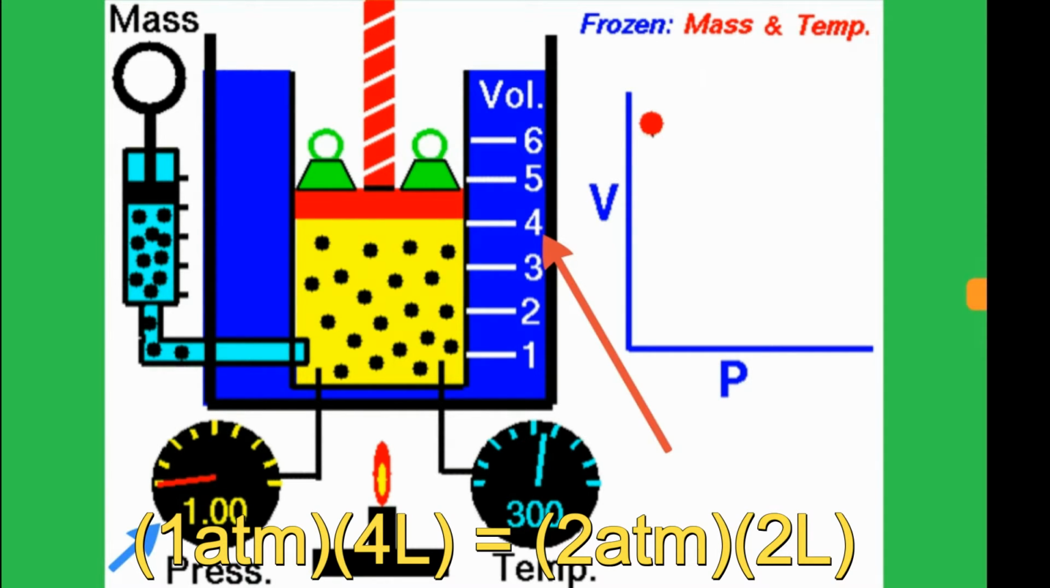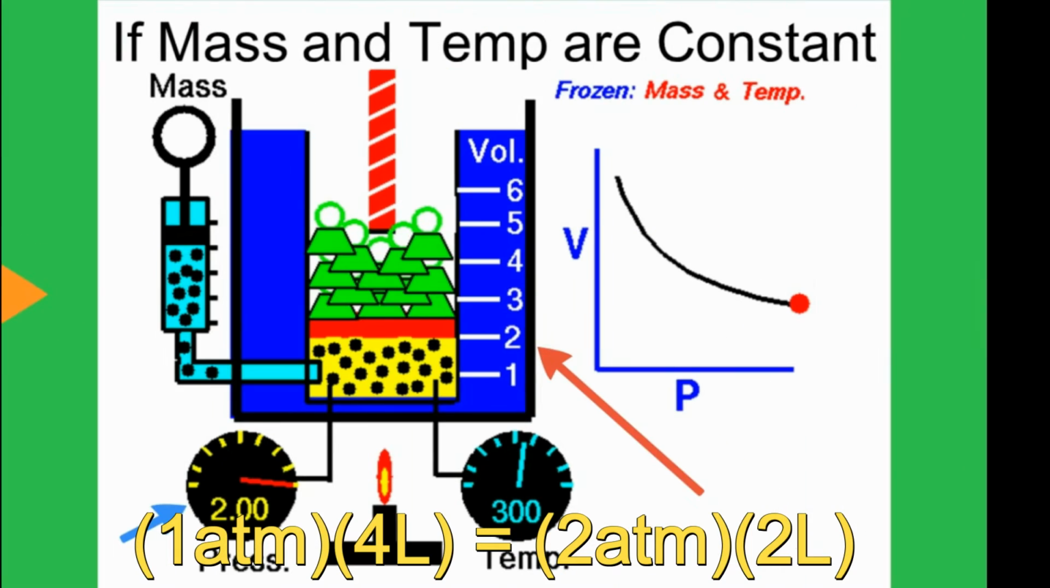Okay, equals 4. Now we move over. All right, what's our pressure now? 2. Okay, what's our volume? 2. So are those equal to each other? Yes. 1 times 4 is 4. 2 times 2 is 4. They're equal, which is why it's a law.